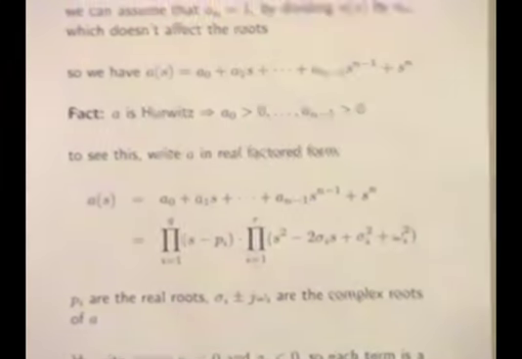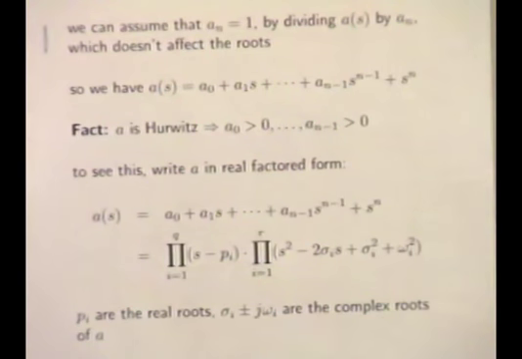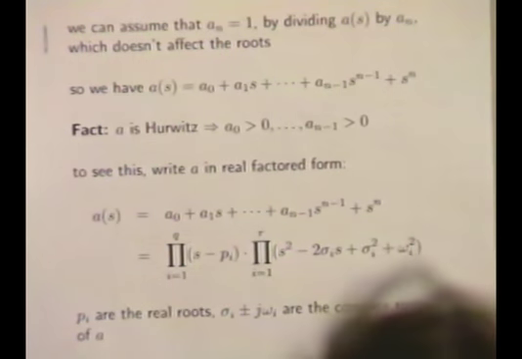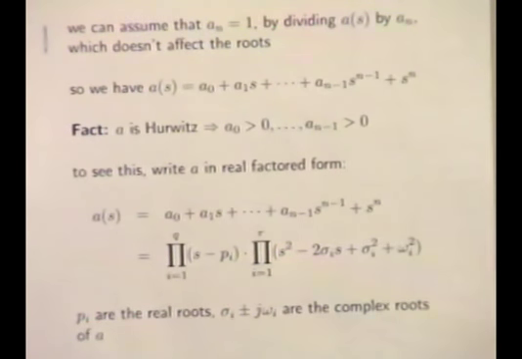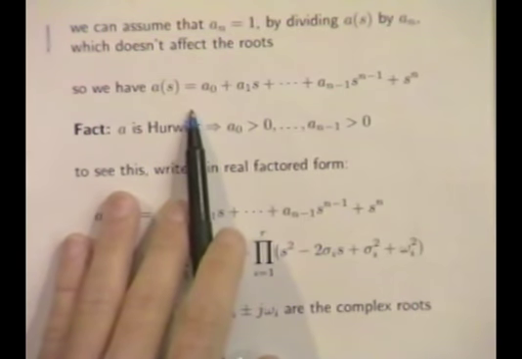Okay, so let's look at that right now. The first thing here that Boyd states is that the highest order coefficient can always be set to 1, because you can simply divide the whole polynomial by a_n, and that won't change the roots of the polynomial. So this is the a of s we're going to be looking at here, of this form.